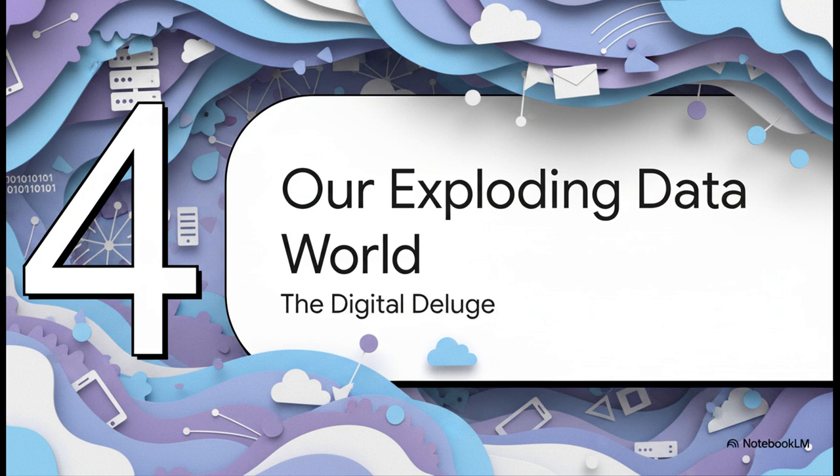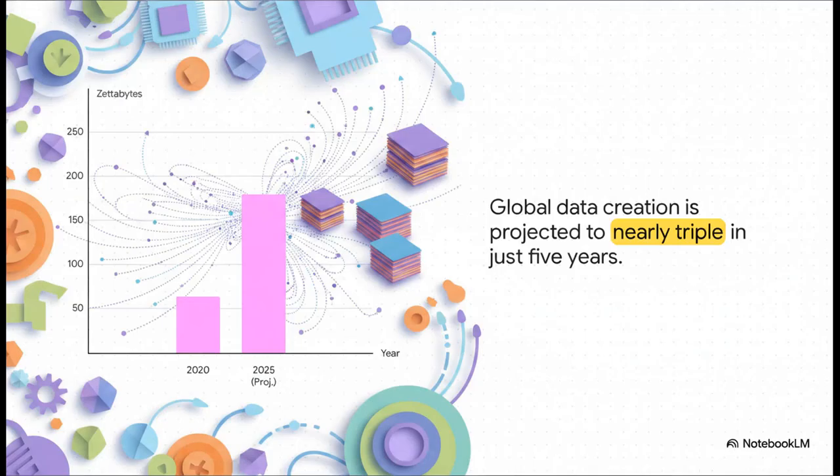Now, the reason we even need these enormous words is that we are living through an explosion of data growth. The amount of information we're creating is just staggering. It's a digital deluge. Let's look at some numbers that really show it in action. Just look at this chart. In 2020, the entire world created and consumed around 64 zettabytes of data. But the projection for 2025? Over 180 zettabytes. We're on track to nearly triple the entire digital universe in just 5 years.